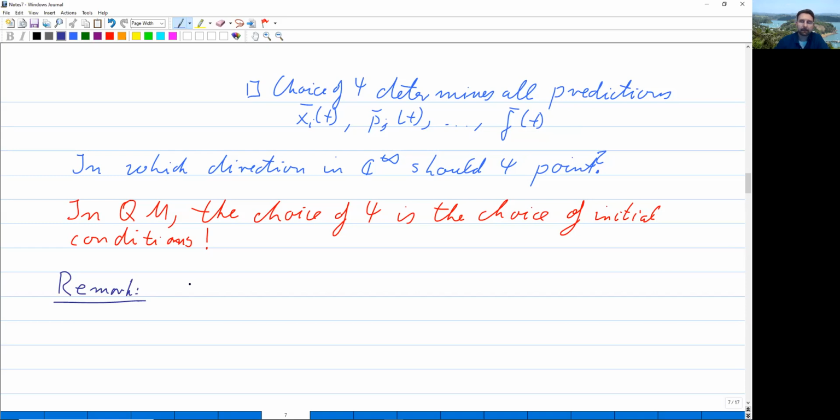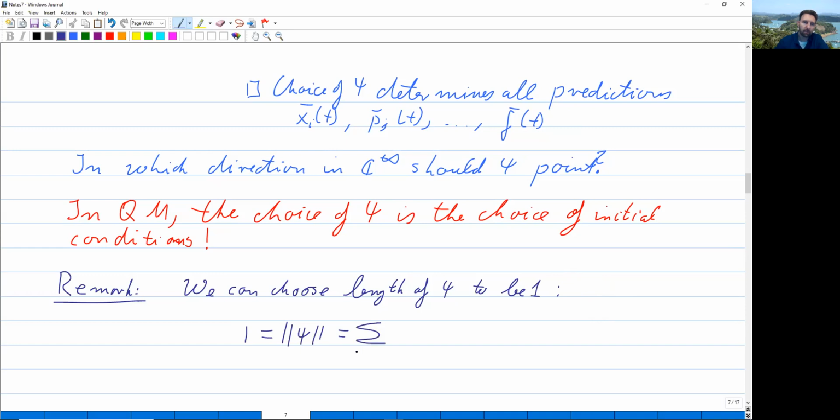Let's make some remarks now. One remark is that without restricting generality, we can choose the length of psi to be 1. So let me write it in a separate line. We can choose 1 equal psi, which is the sum n equal 1 to infinity of psi star n psi n.